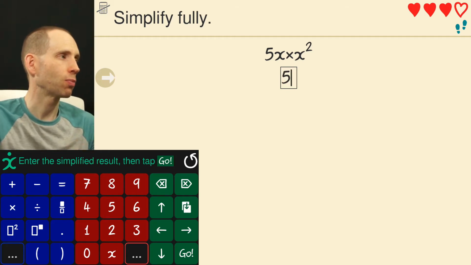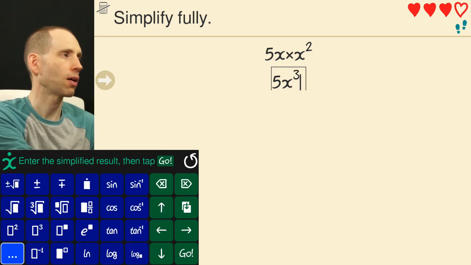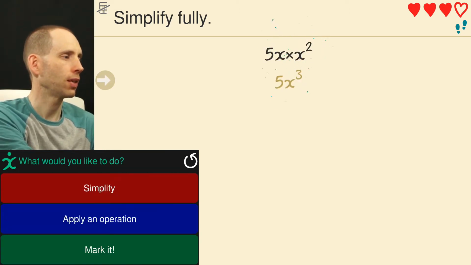So 5 multiplied by x multiplied by x multiplied by x means I've got x to the power 3. There we go.